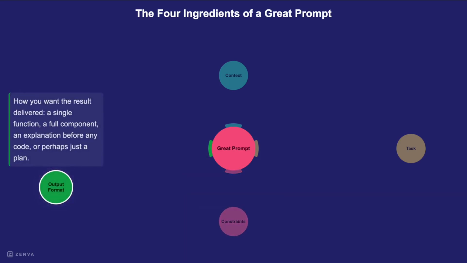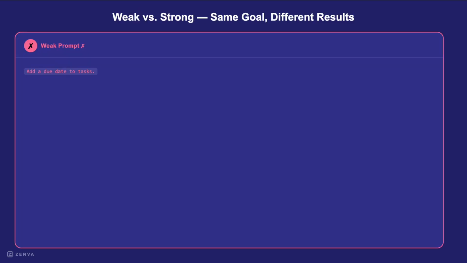Finally, specify the output format. This tells Codex how you want the results, like a single function, a full component, an explanation, or just a plan. Defining this ensures Codex presents its solution in the most useful way for you. We've covered the four key parts. Now, let's see why just knowing them isn't enough and how a weak prompt can still fail.